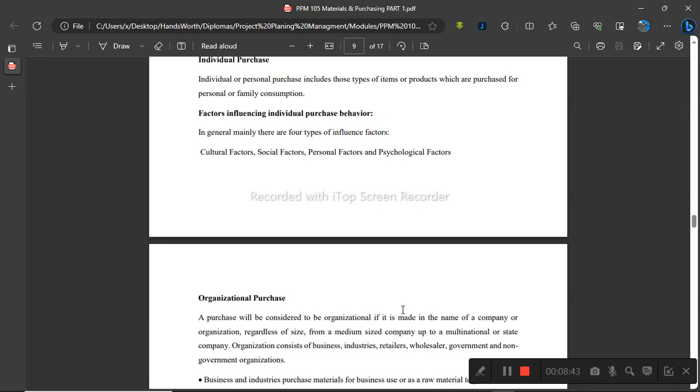Factors influencing individual purchase behavior. In general, there are mainly four types of factors that influence this type of individual purchase. The first one is cultural factors, second, social factors, third, personal factors, and fourth, psychological factors. Whenever you are making decisions with regards to personal purchases, there are mainly four influences that affect the decision you want to make.